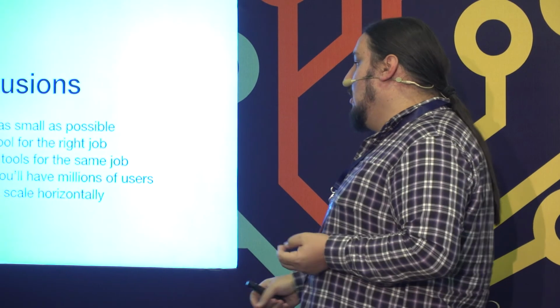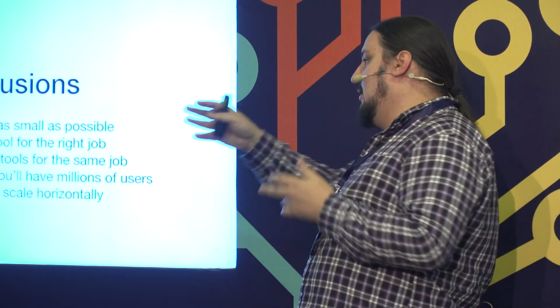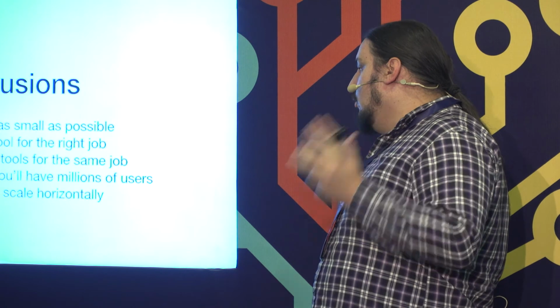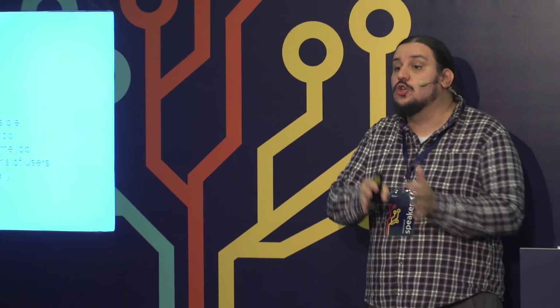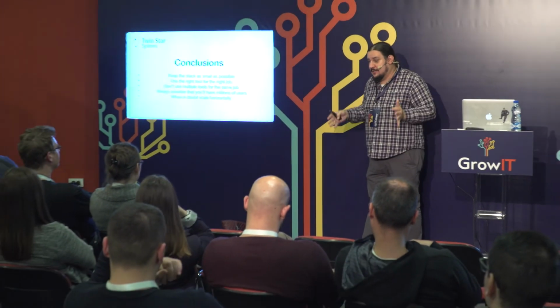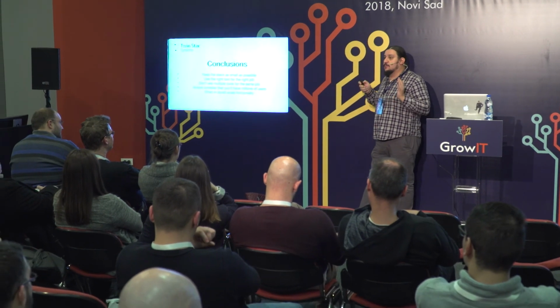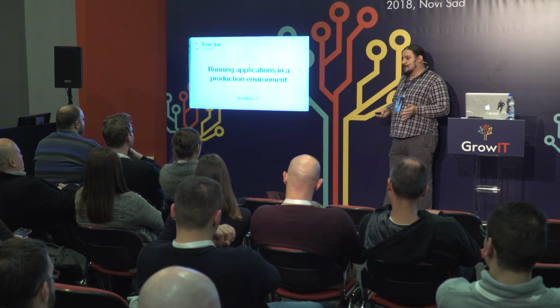Use the right tool, so don't store objects in a relational database, don't store relations in a non-relational one, don't use multiple tools for the same jobs, and always be aware that your application will have millions of users. If you have a small website, which is easily cached, you would not be there. You would be still running that WordPress, cached, that's it. So you are deploying your applications for production. That means you will be running it for millions of users. Thanks.